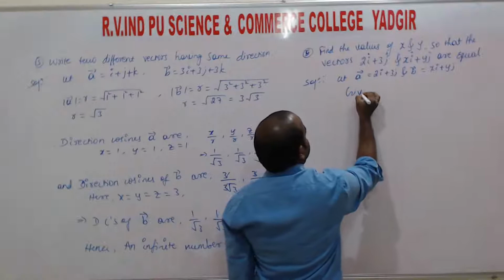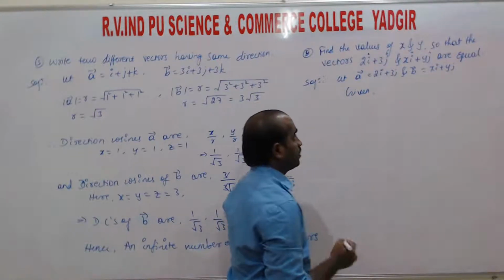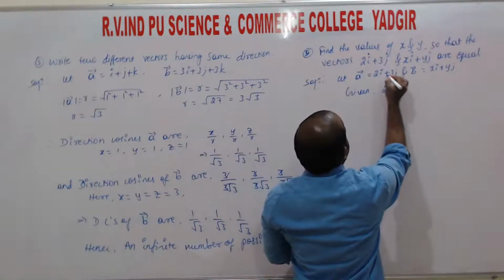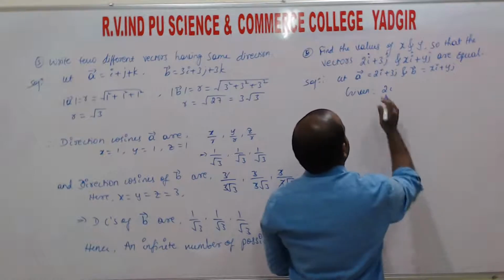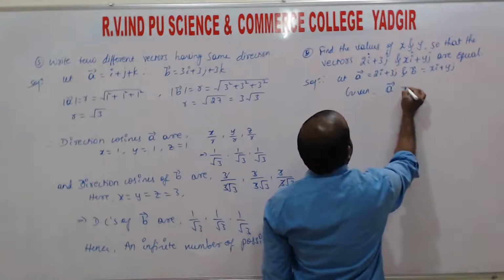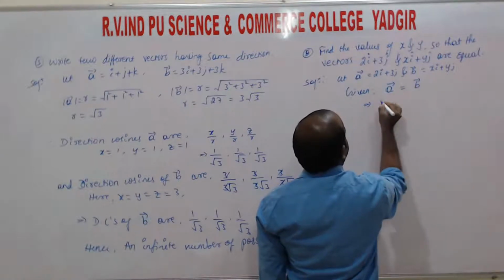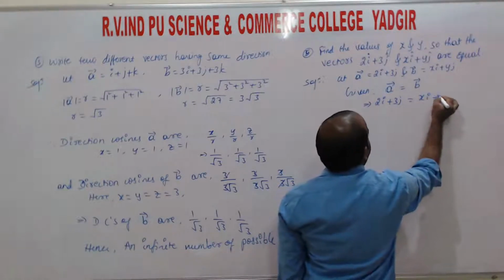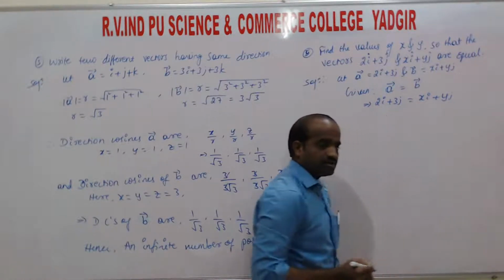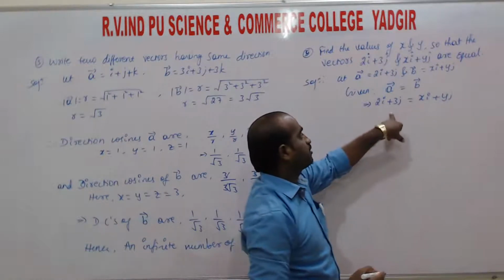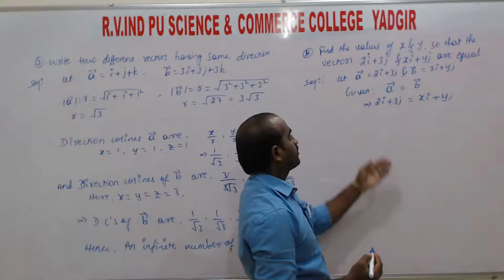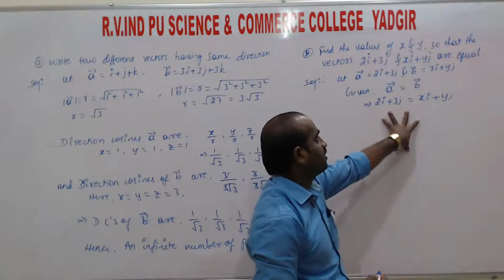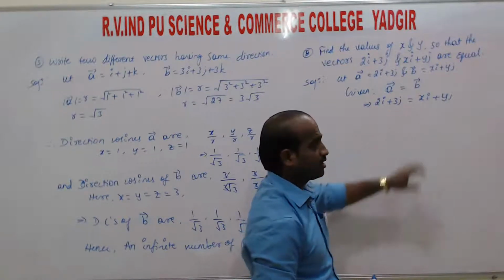Now given that the vectors are equal, 2i plus 3j is equal to xi plus yj. Given A vector is equal to B vector. A vector is 2i plus 3j, equal to B vector xi plus yj. These two vectors are equal, so equating coefficients of i, j, k, that is, equating components. Corresponding components of two equal vectors are also equal.